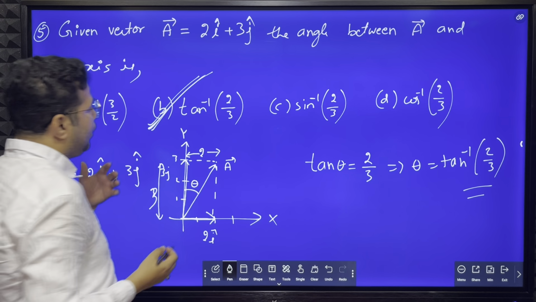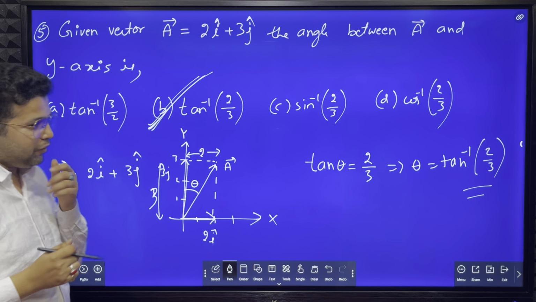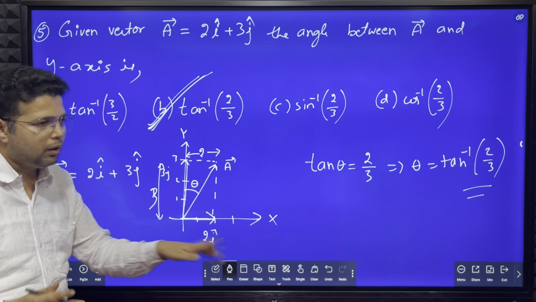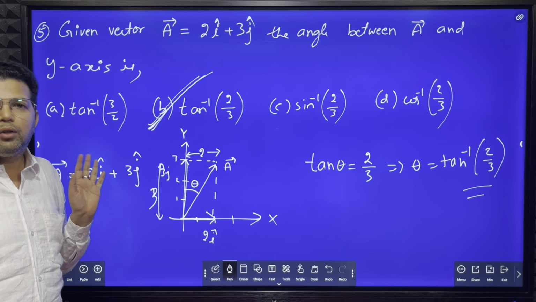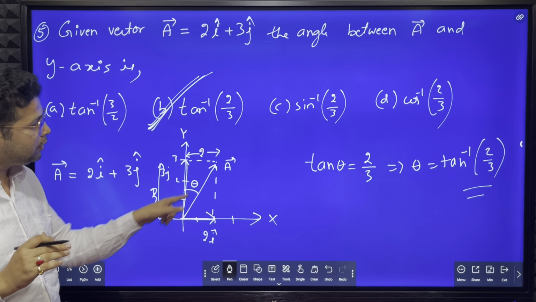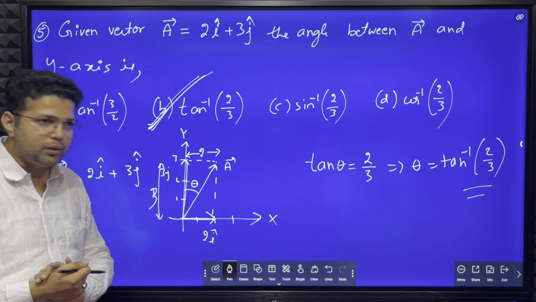See here, there will be a confusion for us between 3 by 2 and 2 by 3. If they would have asked what is the angle between vector A and x axis, then theta equals tan inverse of y by x. Now what have they asked? Angle between vector A and y axis. Draw properly, then write tan theta is equal to 2 by 3.